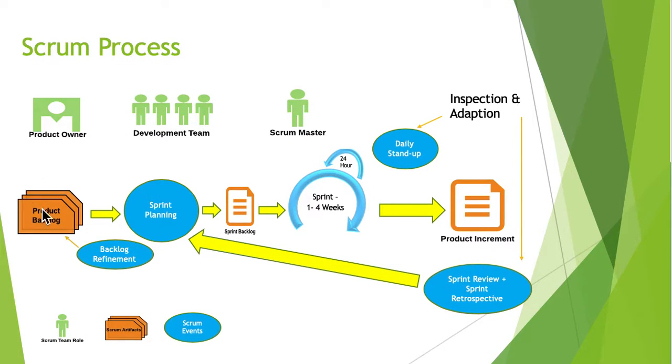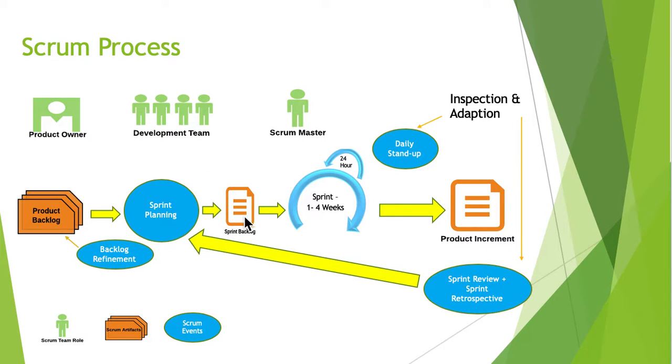Product owner creates the product backlog, which is the prioritized list of user stories. Through sprint planning, the development team takes the items from the product backlog and creates the sprint backlog. This is done considering the capacity of the team for the sprint. So the sprint backlog is a subset of the product backlog.